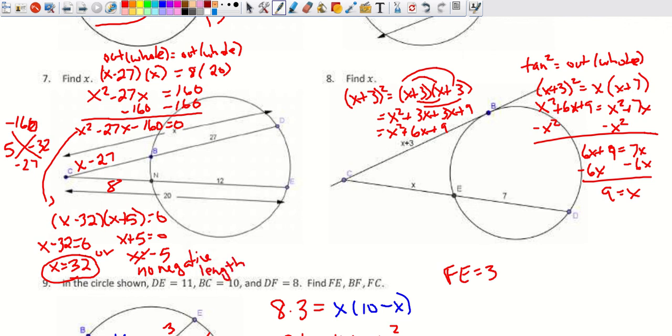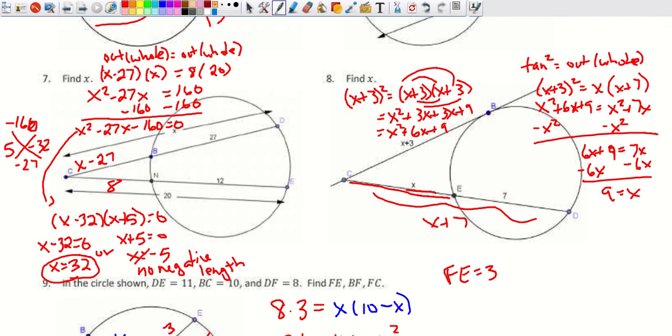Okay. Number 8, same concept here. This is the tangent line. This is tangent squared. And then the whole times the outside piece, which the whole is x plus 7. Outside is just x. Okay. So x plus 3 squared.